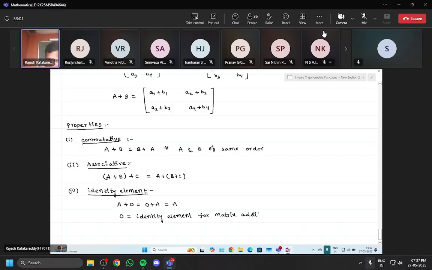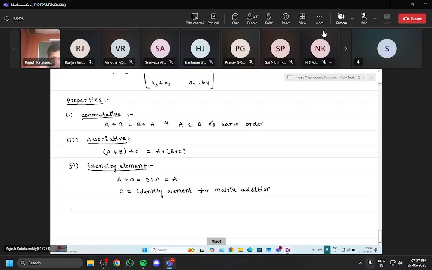So can you guys say something about inverse element? For natural numbers, for whole numbers, for integers, anything you can take. Anybody, inverse element, please. What do you know about inverse element?